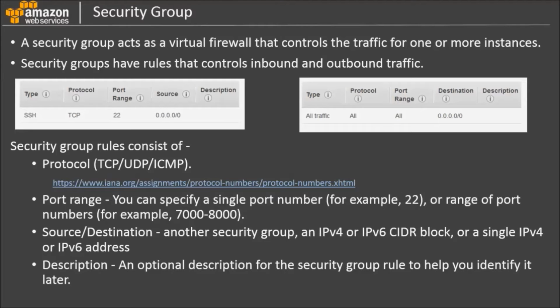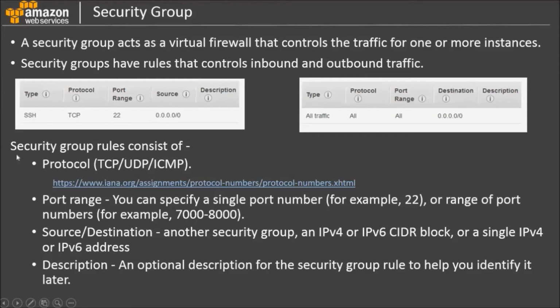And then for inbound rules, you have to mention source. Source can be another security group, an IPv4 or IPv6 CIDR block, or a single IPv4 or IPv6 address. Here in this particular case, this rule is allowing traffic from all sources. Similarly, for outbound rules, you have to specify destination. Again, you can specify another security group, an IPv4 or IPv6 CIDR block, or a single IPv4 or IPv6 address.